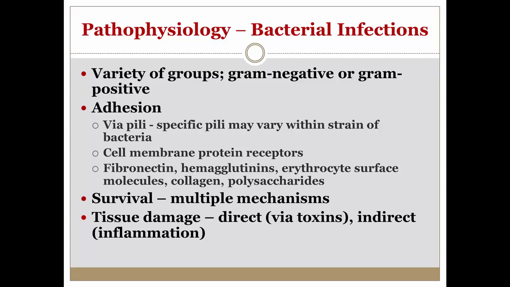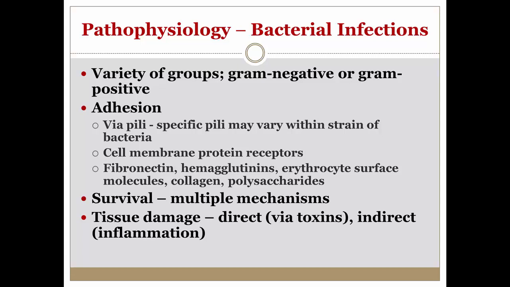The second thing that is important is we want to remember that bacteria come in a variety of groups, and in general there are two big groups of bacteria. They are either gram-negative or they are gram-positive, and this is based on the different kind of shell the bacteria has. And it's based on a purple stain, the gram stain, that they either take up or they don't take up. So let's talk first about gram-negative organisms.